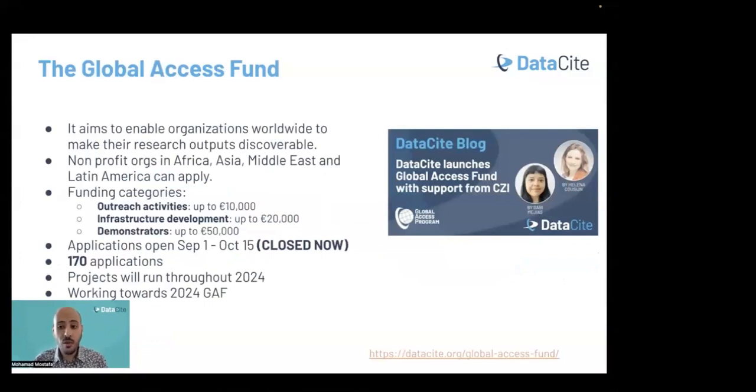Then the third component of our global access program is funding. So our aim is to enable organizations worldwide, especially in gap regions, to make their research outputs discoverable. So all non-profit organizations in Africa, Asia, Middle East, and Latin America can apply for that. We are funding three different categories: outreach activities, infrastructure development, and demonstrators. Applications have been closed now because the call for proposals was launched on 1st of September. We just closed it on 15th of October.